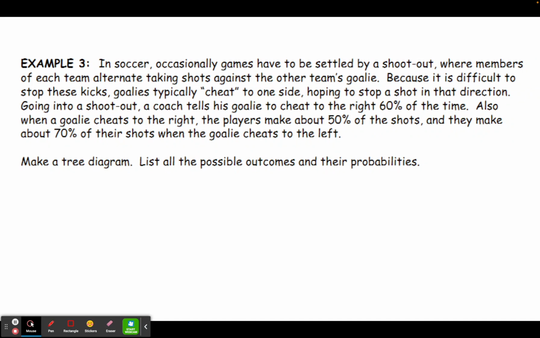In a shootout, the coach tells the goalie that he should cheat to the right 60% of the time. Maybe just based on knowledge, the coach has observed that most of the time, that's the way that the ball is going to go. When the goalie cheats to the right, players make the shot about 50% of the time. But when the goalie cheats to the left, they make the shot 70% of the time.